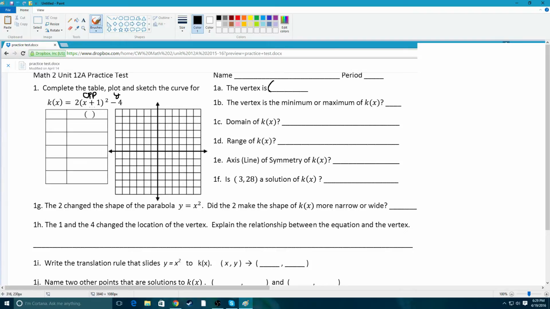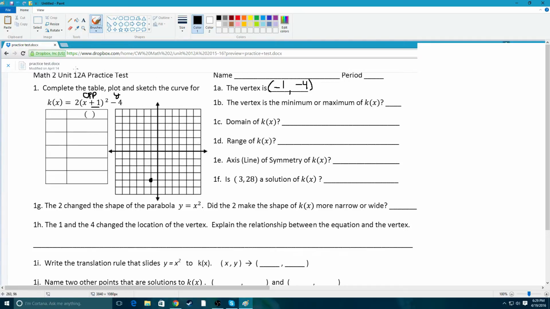So since it's a positive 1 in parentheses, the x value is going to be a negative 1, and the y value is going to be negative 4. Which means our vertex is going to be right here.